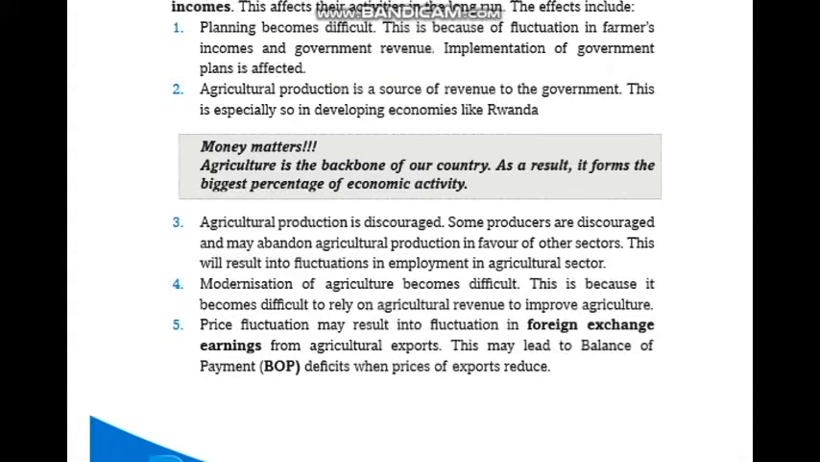The effects include, one, planning becomes difficult. This is because of fluctuation in farmers' incomes and the government revenue. Implementation of government plans is affected.